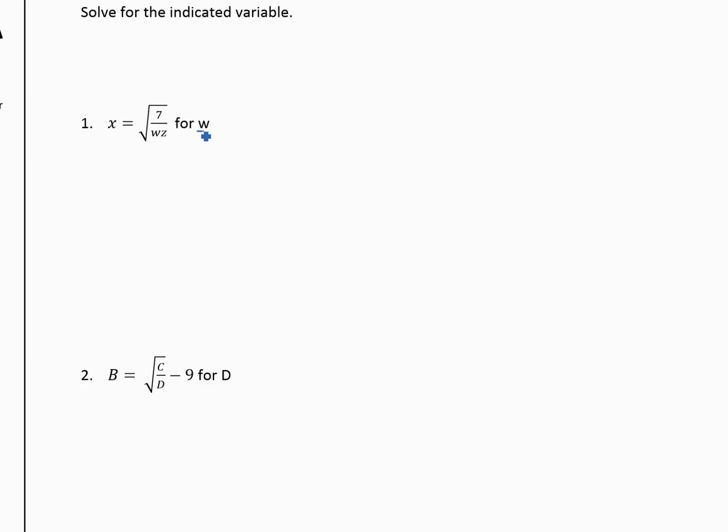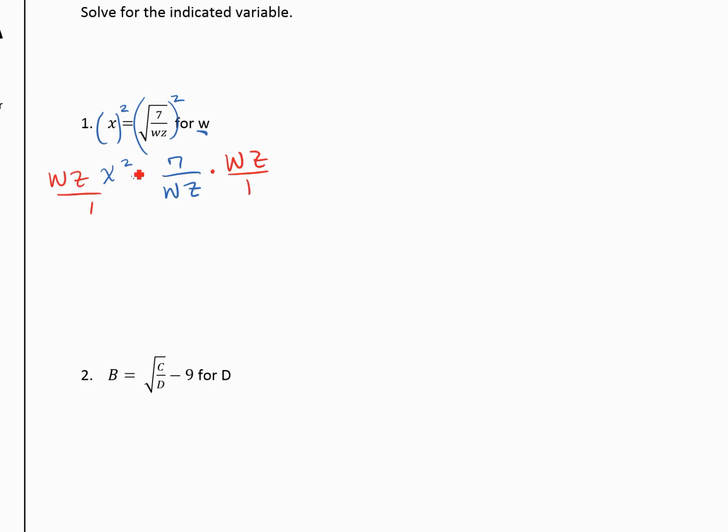Well, how do we get rid of a square root? We're going to square both sides. So that's going to give us x squared equals 7 over wz. Now, the next thing we notice is that it's under a fraction. Well, how do we get things out of a fraction? We multiply by the least common multiple. And here the least common multiple would be wz, since that's our only denominator. So we're going to multiply both sides by wz over 1.